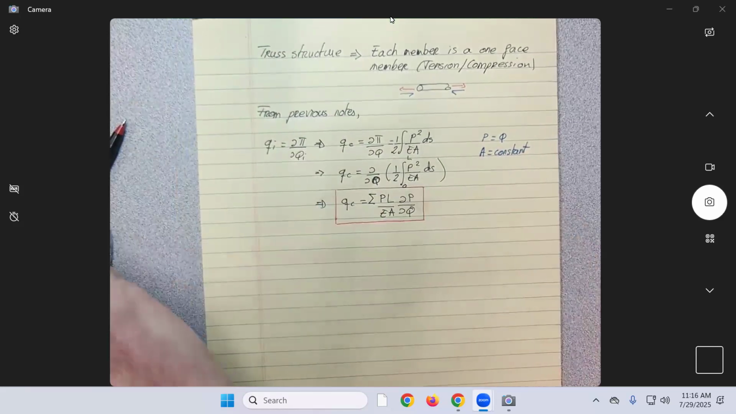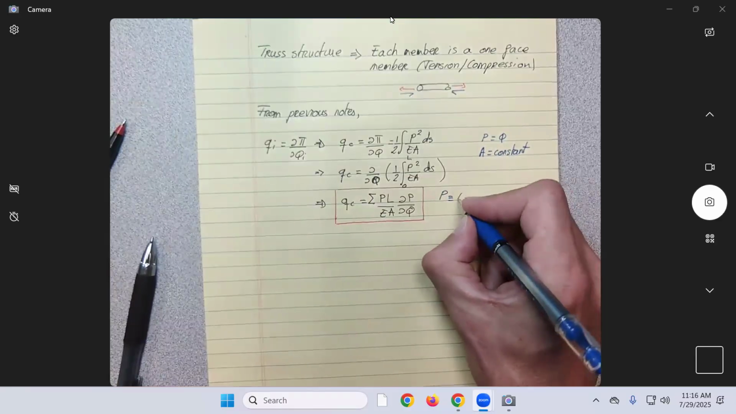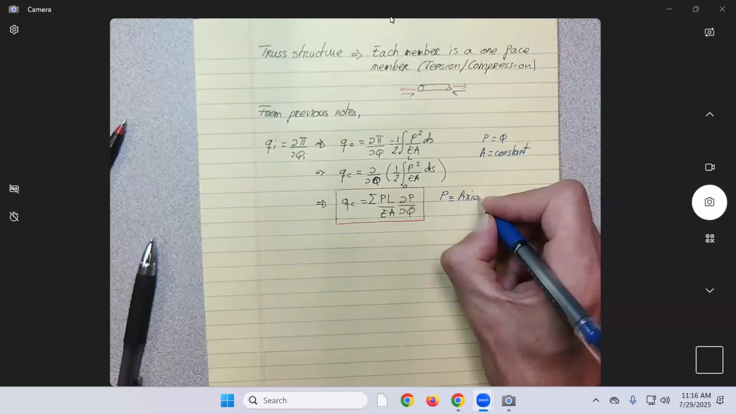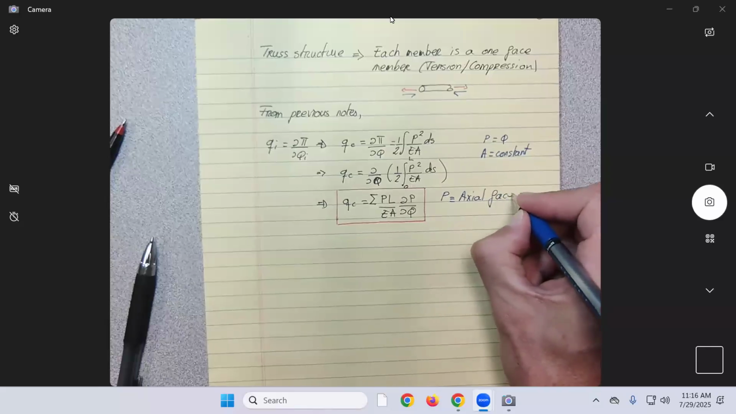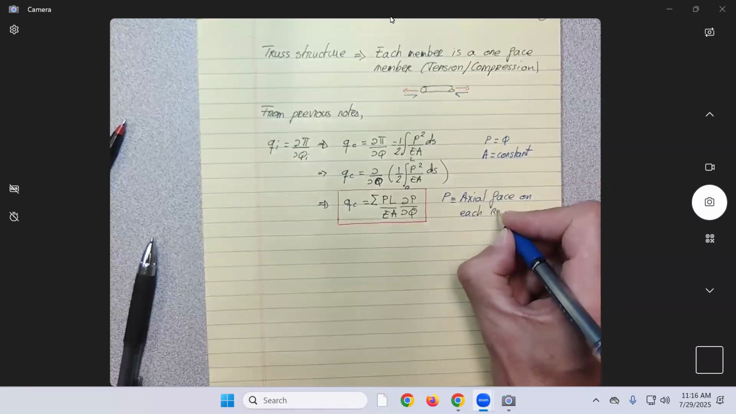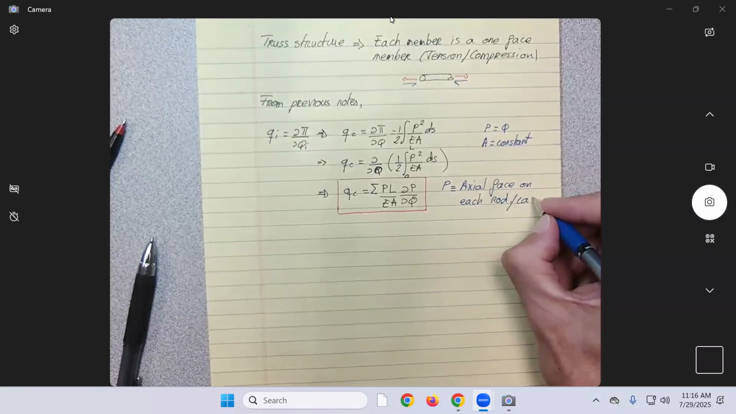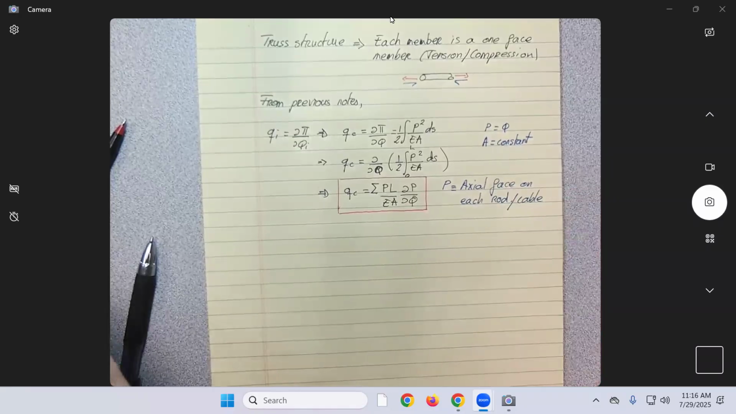Here P, it's important to specify, will be the axial force on each rod or cable for this problem.